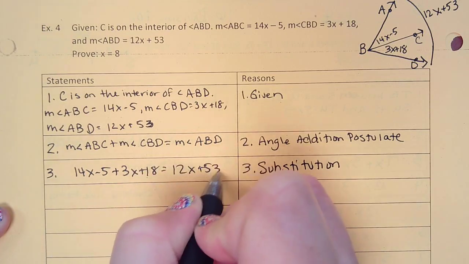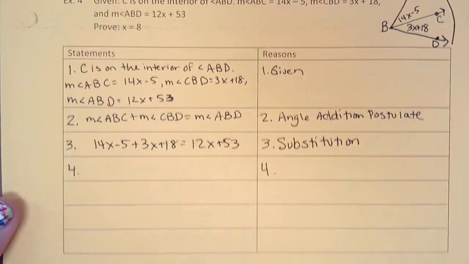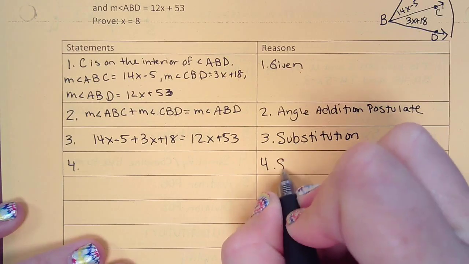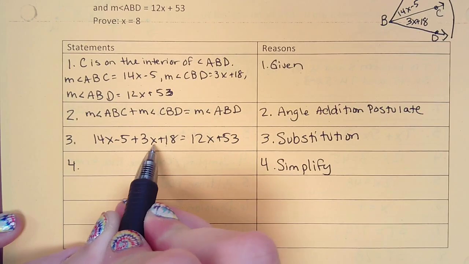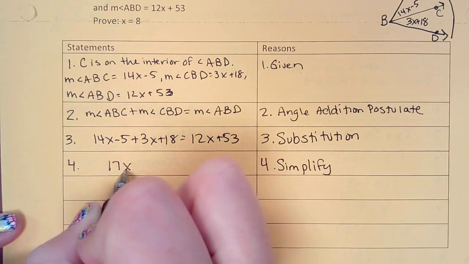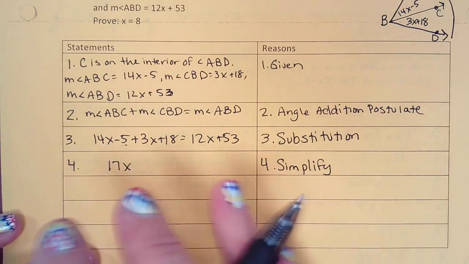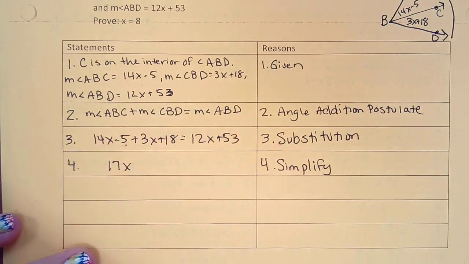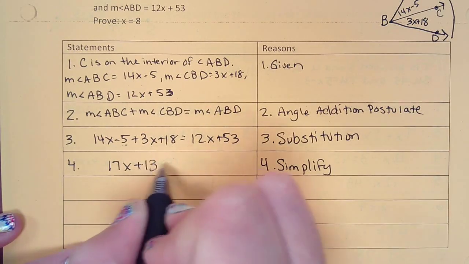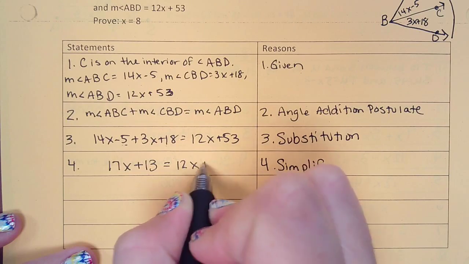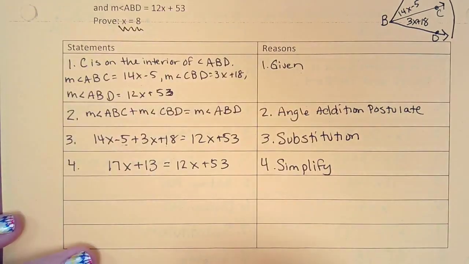The next step, on the left-hand side, we got a lot going on. We have to combine our like terms. So that would be simplify. 14x plus 3x is 17x. Negative 5 plus 18. I'm going left to right. I'm not using inverses. I'm on the same side as the equal sign. So negative 5 plus 18 is a positive 13. Drop down equals 12x plus 53. Double checking. They're asking us to prove that x equals 8. So that tells me keep your x on the left.